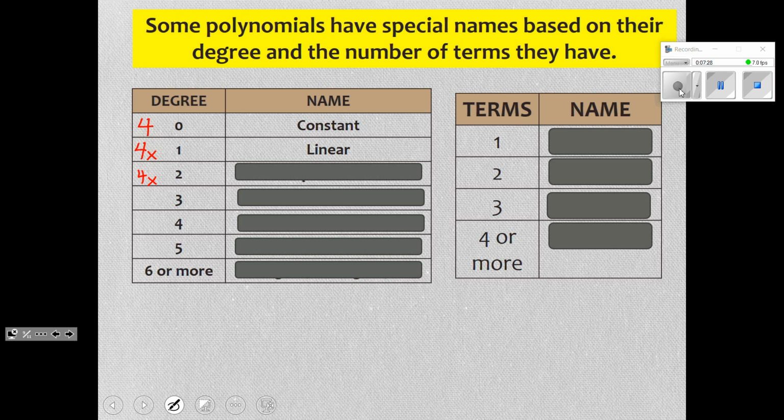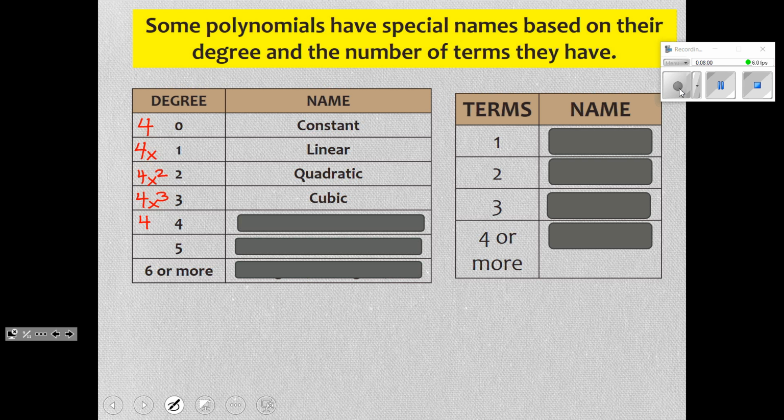If the highest exponent is a 2, we call it a quadratic equation. Those are going to graph like parabolas. We're going to look at that in the near future. If you think about degree of 3, can you think of a prefix that we use for 3? You can use tri, or you can use cube, and this is going to be cubic. We had quadratic. Now we have cubic with the degree of 3.